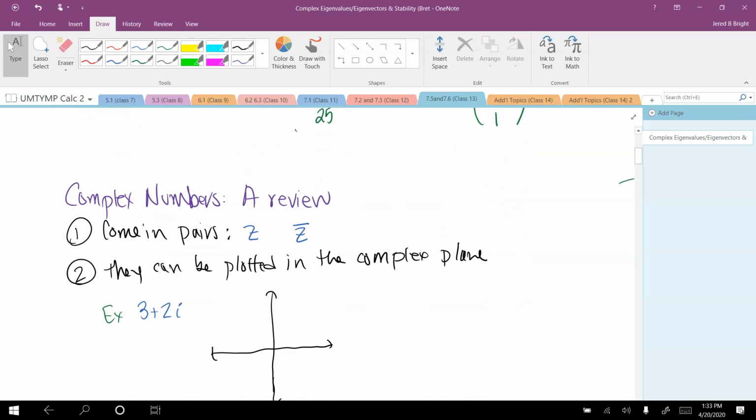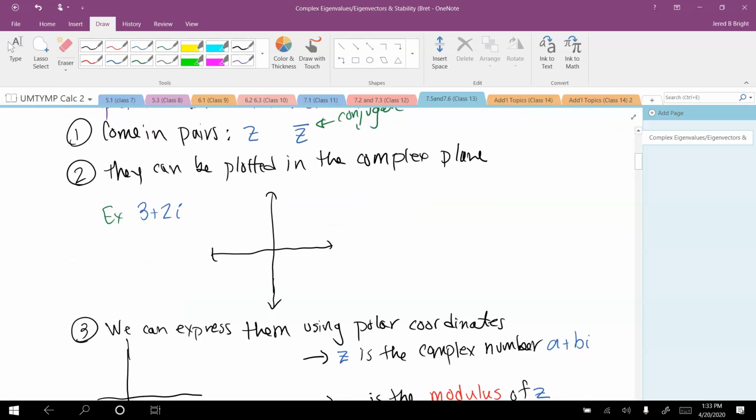Okay, so some more review related to complex numbers. They come in pairs, z and z bar. We call the z bar the complex conjugate, so we're all clear with the language. And we can plot these in the complex plane. When we do this, we always plot the horizontal axis as the real component of z, and the vertical axis as the imaginary part. So for example, 3 plus 2i, we can go over 3 and up 2, and there we are.